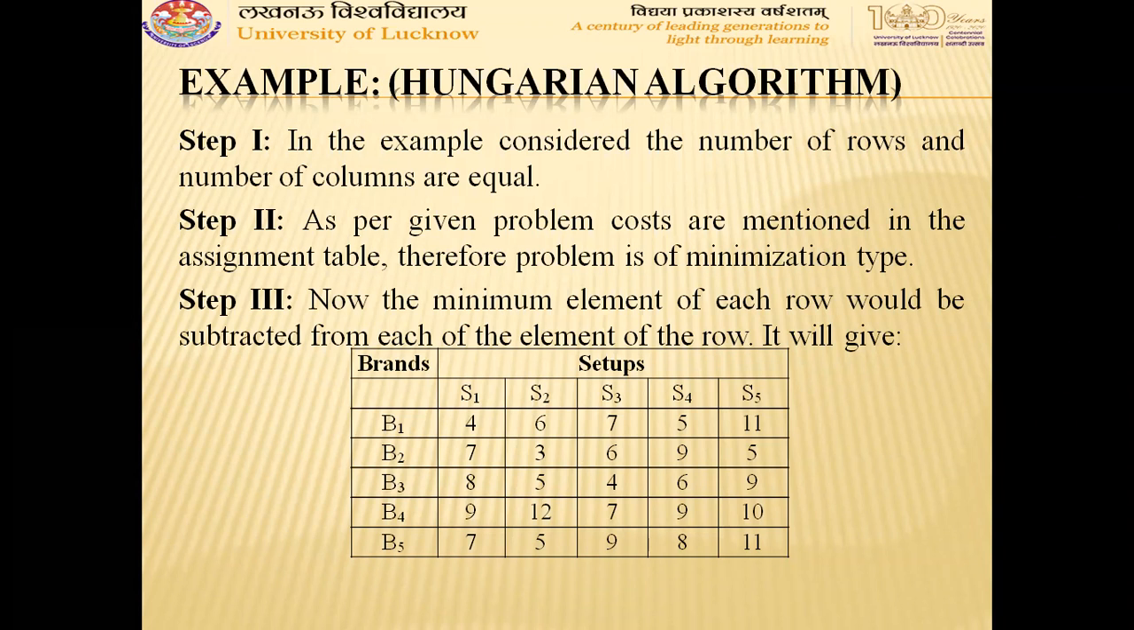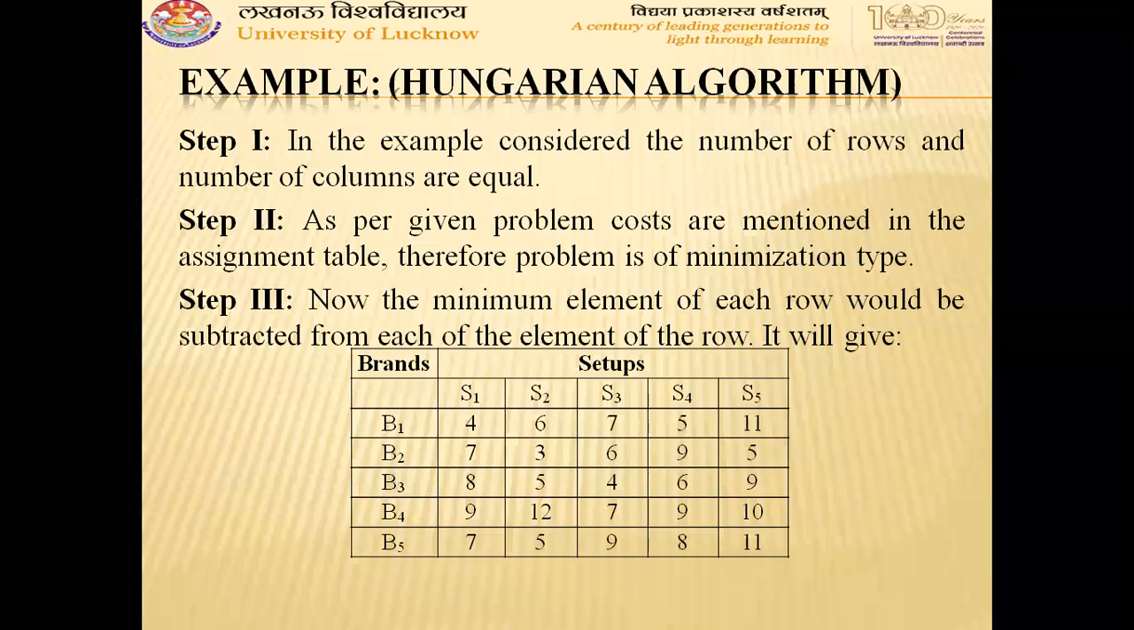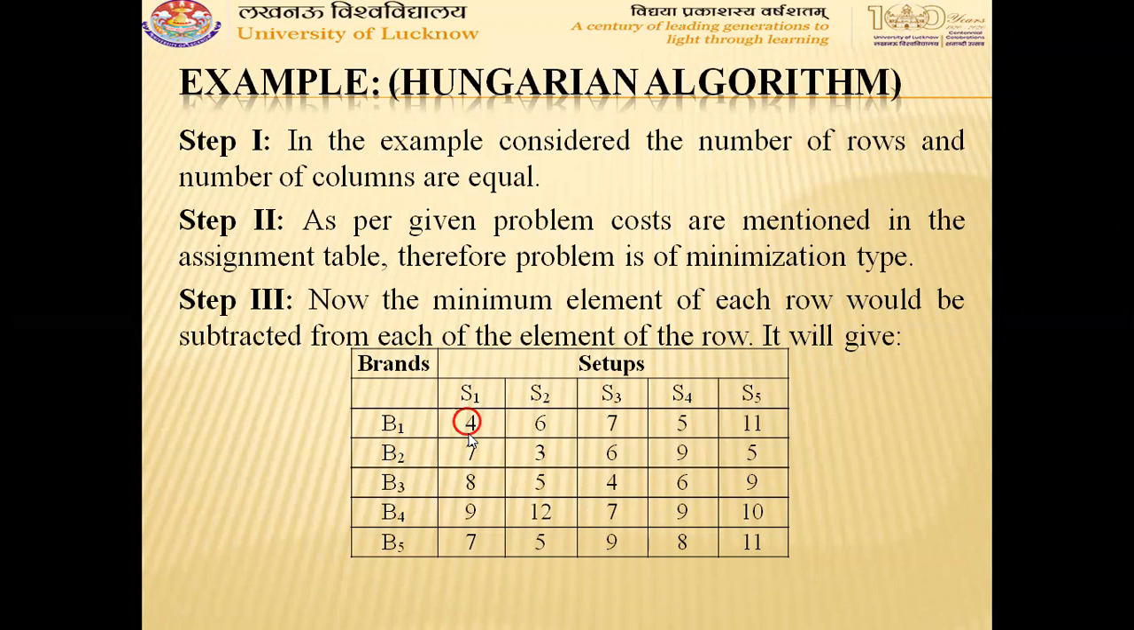Now in next step, we find the minimum element of first row and subtract it from the row. So here you can see in first row there are 5 elements 4, 6, 7, 5 and 11. Among these 5 elements minimum is 4. Now this 4 is subtracted from each element of the row. So row will become 4 minus 4, 6 minus 4, 7 minus 4, 5 minus 4 and 11 minus 4. That is, we would get 0, 2, 3, 1 and 7.